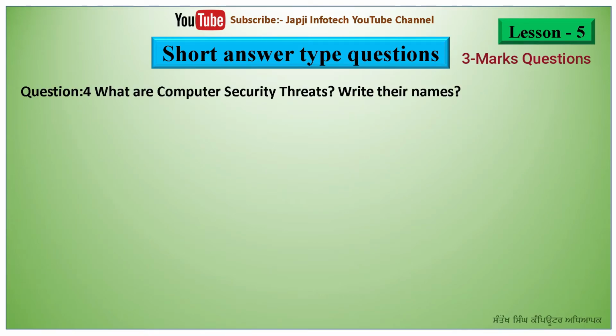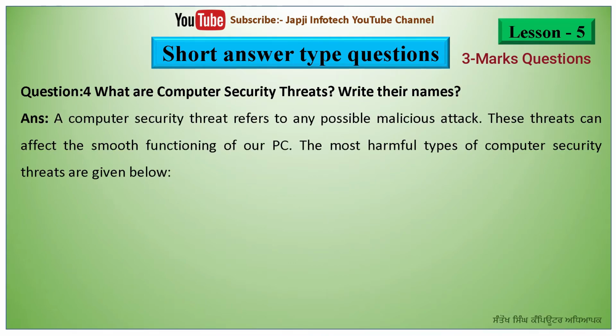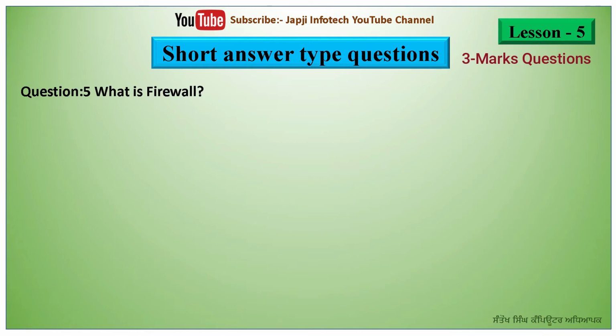And the fourth question is what are computer security threats? Write their names. So a computer security threat refers to any possible malicious attack. These threats can affect the smooth functioning of our PC. The most harmful types of computer security threats are given below. The first one is malware. Second one is phishing. Third one is rootkit. Fourth one is keylogger.